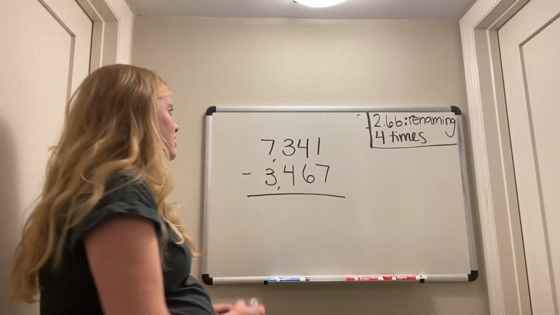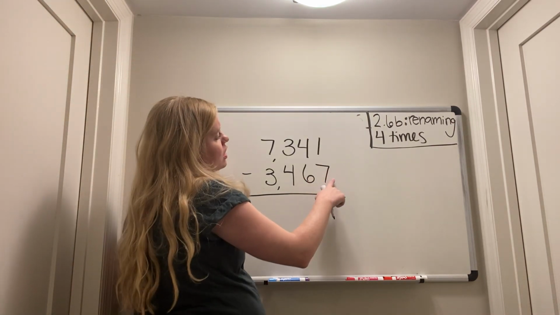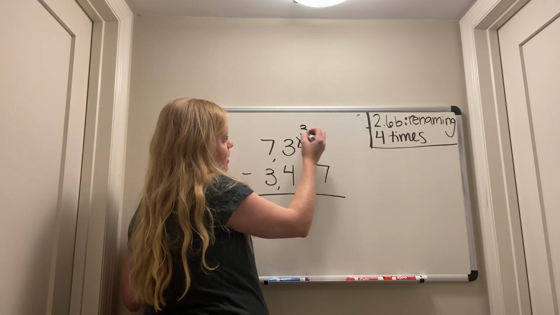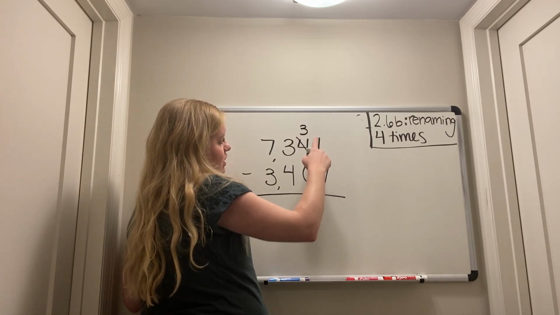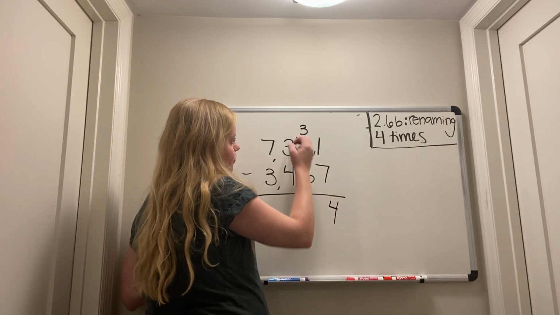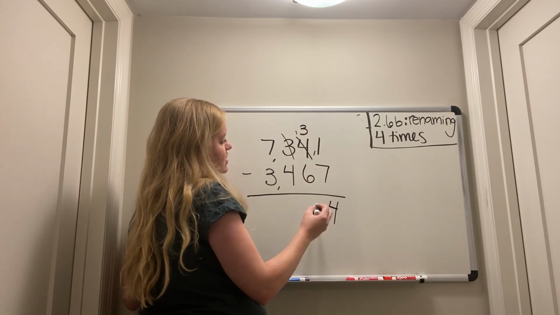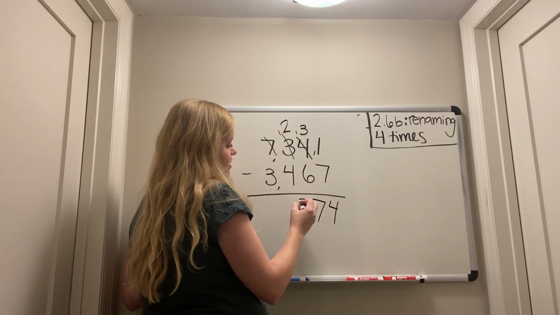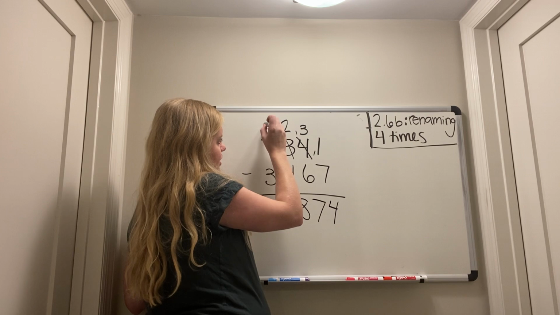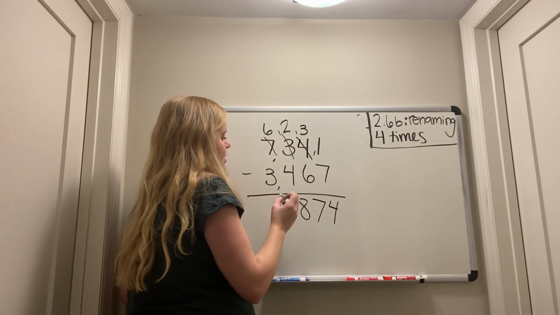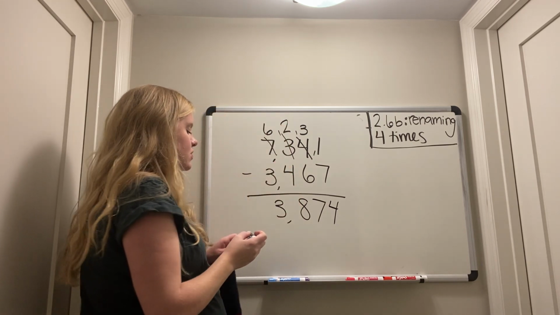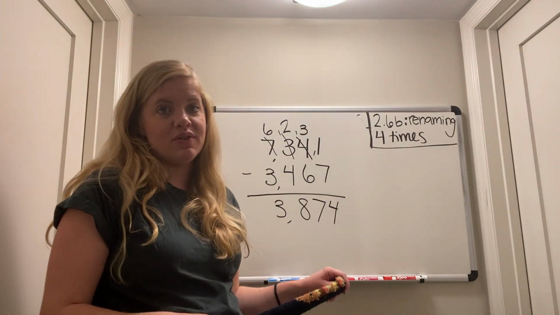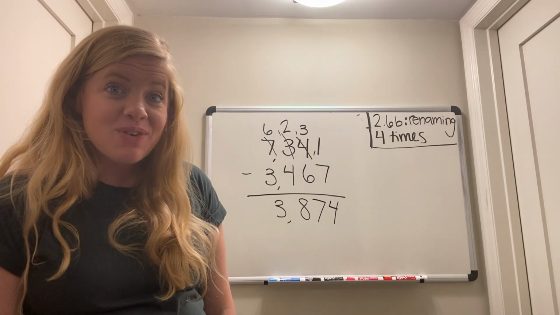Welcome back, scholars. Here we go. We can't subtract 7 from 1. So this 40 becomes a 30. This 1 becomes an 11. 11 minus 7 is 4. 13 minus 6 is 7. 12 minus 4 is 8. 6 minus 3 is 3. So our answer is 3,874. So there's a lot more practice on your homework.